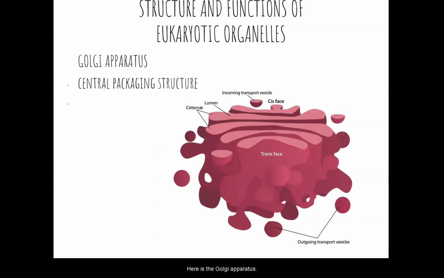Here's the Golgi apparatus. It's really recognizable if you're given a picture of a cell. Look for something that looks like a really ugly stack of pancakes. So you've got incoming vesicles on what's called the cis face, and then you've got outgoing transport vehicles on the trans face. The cis face is the one that is closest to the nucleus, and the trans face is the one that is closest to the outermost part of the cell.